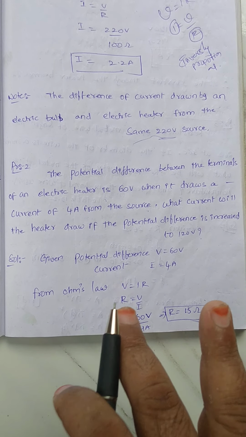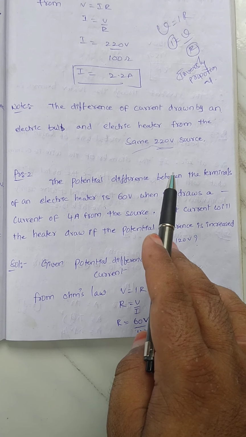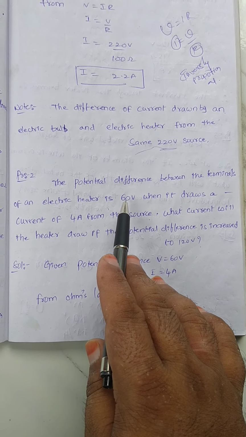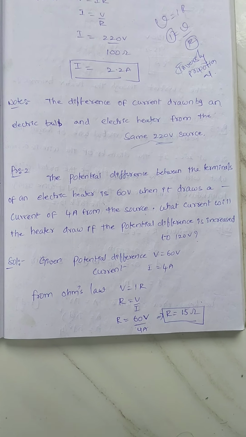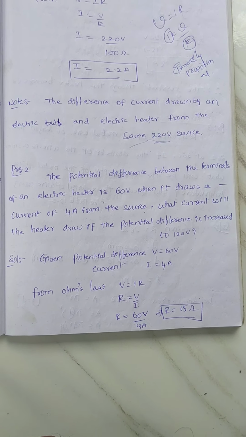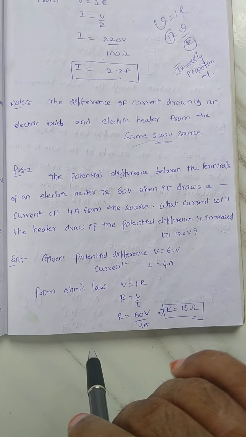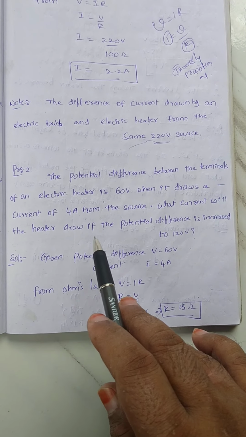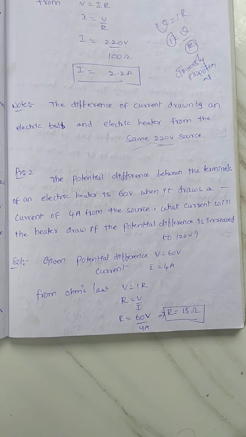What is given? First we have to understand the problem. Here the problem says that the potential difference between the terminals of an electrical heater is 60 volt when it draws a current of 4 ampere, right? So initially they gave the potential difference, or voltage, and the current. After that, what current will the heater draw if the potential difference is increased to 120 volt?